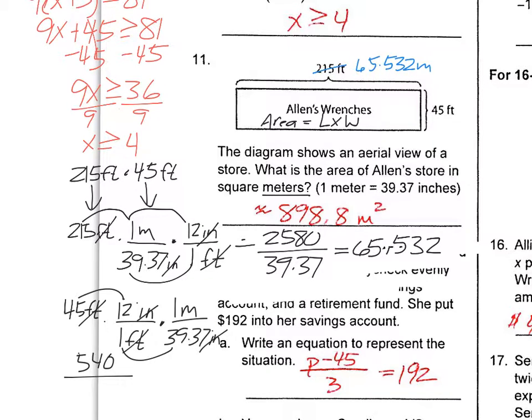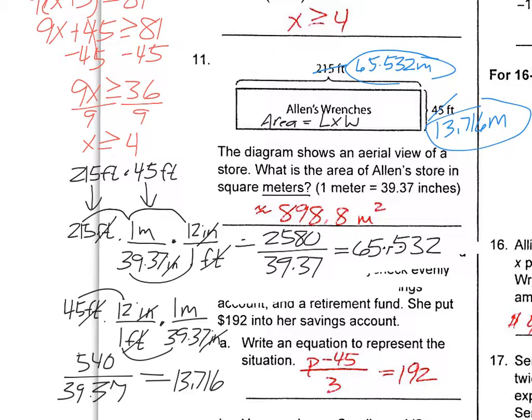On the bottom, I'm going to get the 39.37. Then if I divide that, 540 divided by 39.37 is 13.716. So now back up here, this is now 13.716 meters. Now to get area, I'll multiply this width and length together. So if I take 13.716 times 65.532, then I get the 898.8 meters squared. So got to do conversions there.